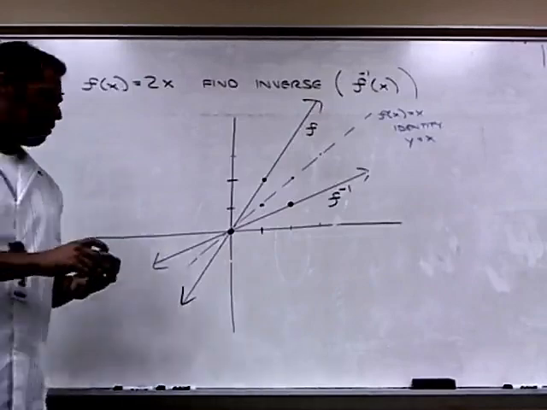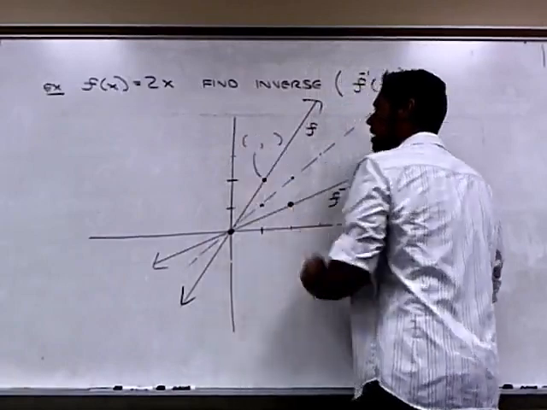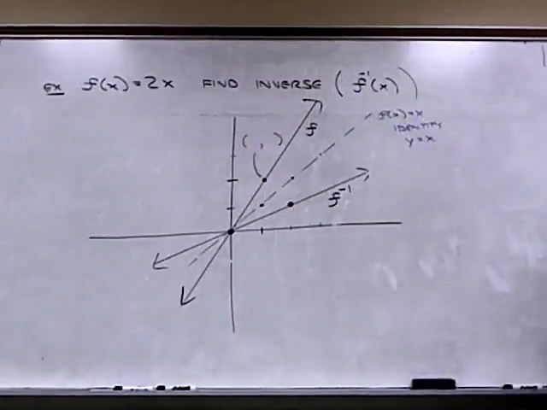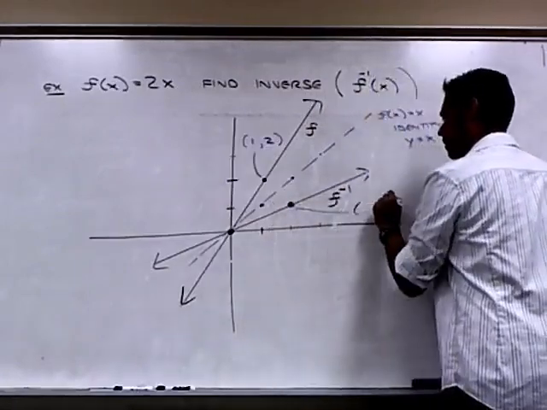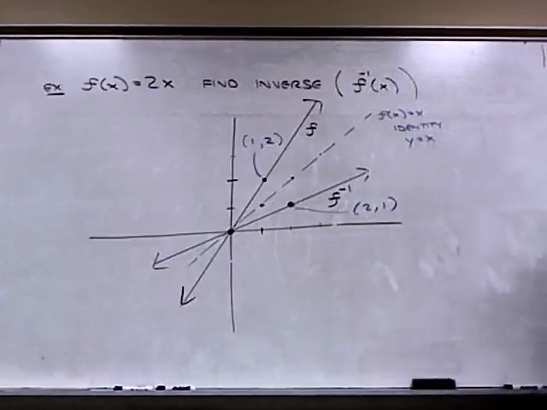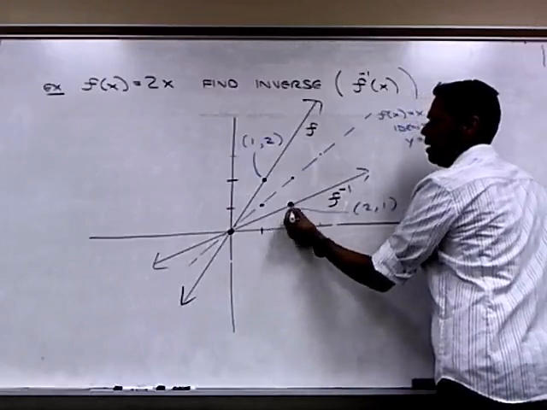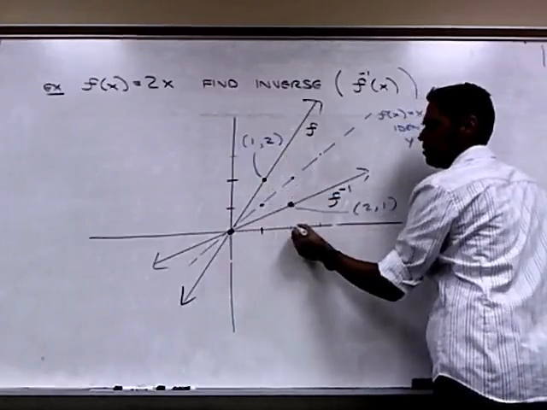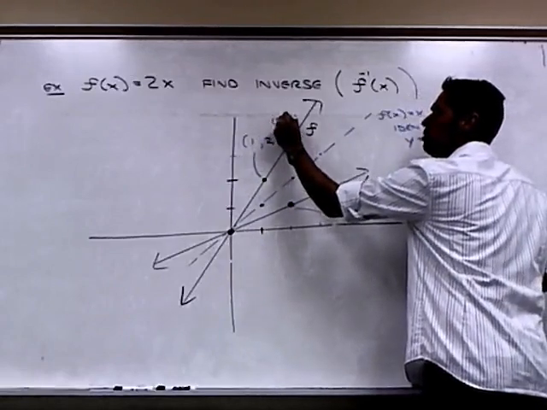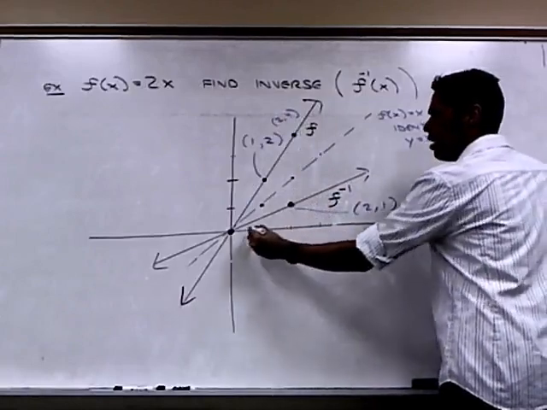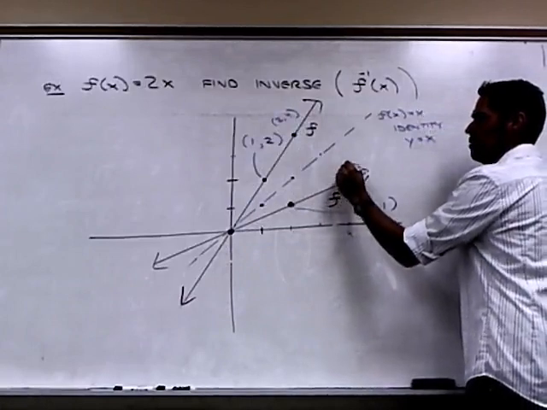A couple other things that I want to point out. What is this point? What is the ordered pair there? What's the x, what's the y coordinate? 1, 2? What's this point? 2, 1, right? How about this point? If I were to go out 2 here and go up to this function, where would I be on f? I'd be up here at 4, right? So this point right here is 2, 4. What about if I go out 1, 2, 3, 4 here, where would I be on this? I would be at 2, right?